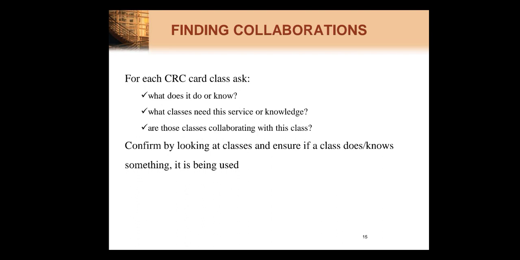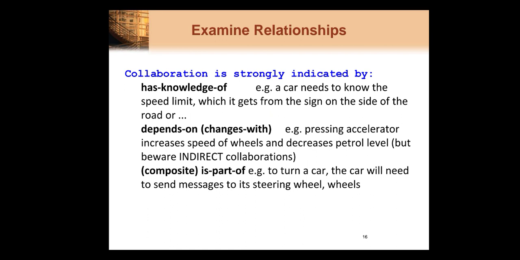Confirm by looking at classes and ensure that if a class knows something, it is being used. Collaboration is strongly indicated by "has knowledge of." That means, for example, a car needs to know the speed limit, which it gets from the sign on the side of the road. And again, collaboration has the "depends on" relationship, like in the car example, pressing the accelerator increases the speed of the wheels and decreases the petrol level.